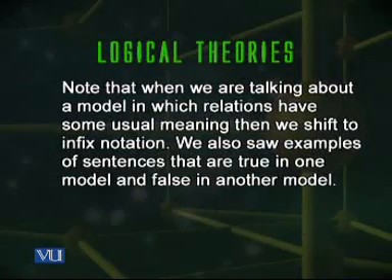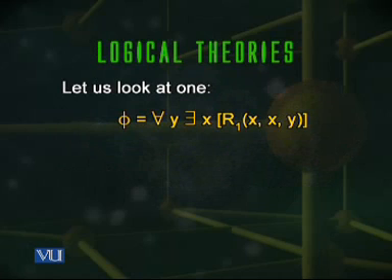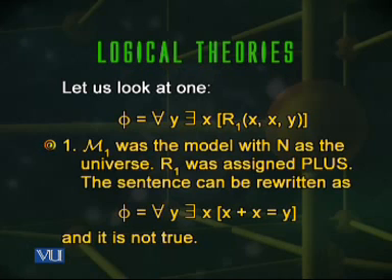Note that when we are talking about a model in which the relations have some usual meaning, then we can shift to infix notation. We also saw examples of sentences that are true in one model and false in another model. Let's review one of them. Phi is the sentence, for all y there exists an x, R1 of x, x, y. So this is a sentence. Now we look at the model M1. This is the model where the universe is the set of all natural numbers and R1 is assigned the meaning of plus. Since we can add natural numbers, we can assign this relation R1 the meaning of plus.